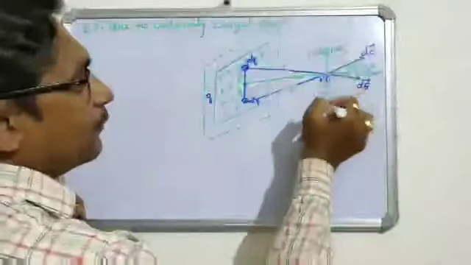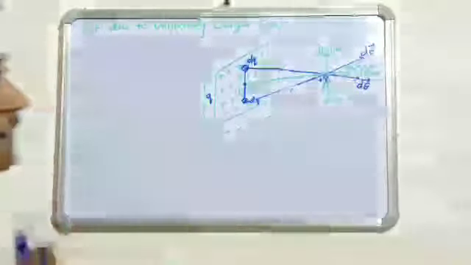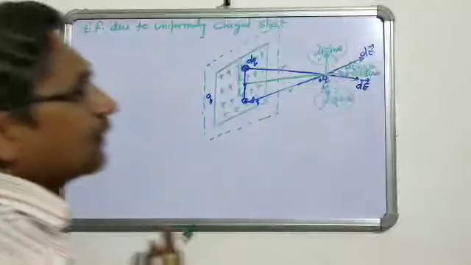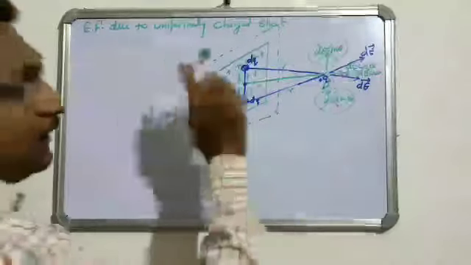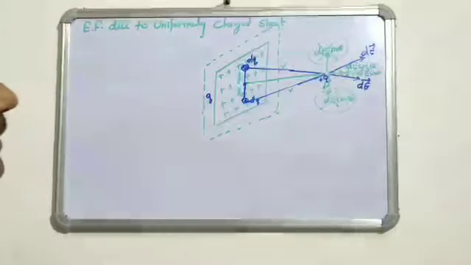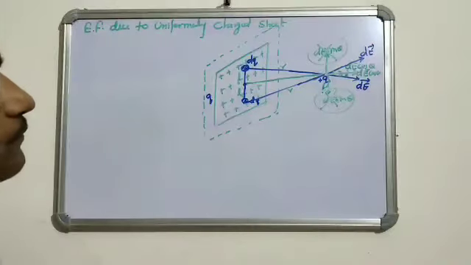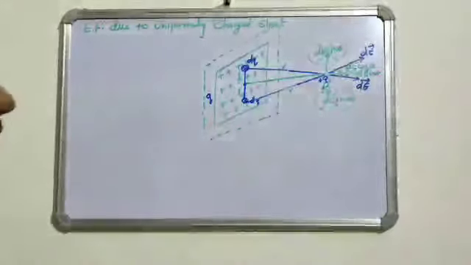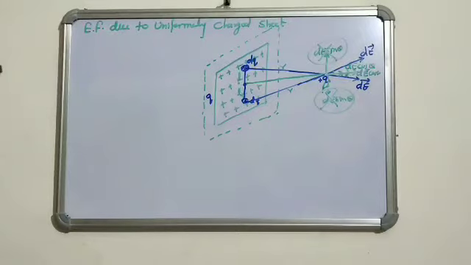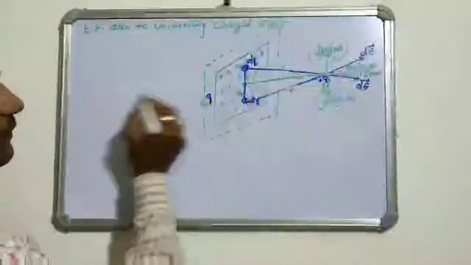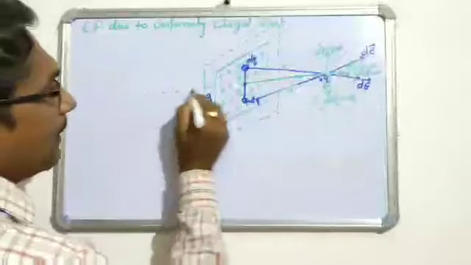So they act in opposite directions and cancel each other, and the resultant electric field acts along this direction. So we can say the electric field due to a uniformly charged sheet always acts in the perpendicular direction to the sheet, or in other words, along its normal. Similarly, the same situation is also drawn here.